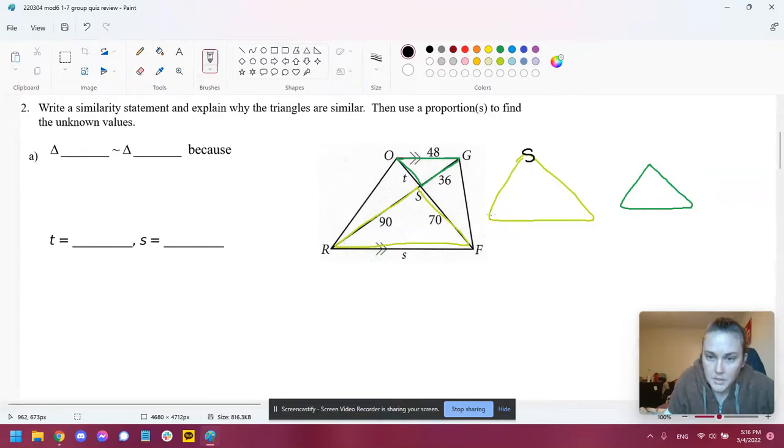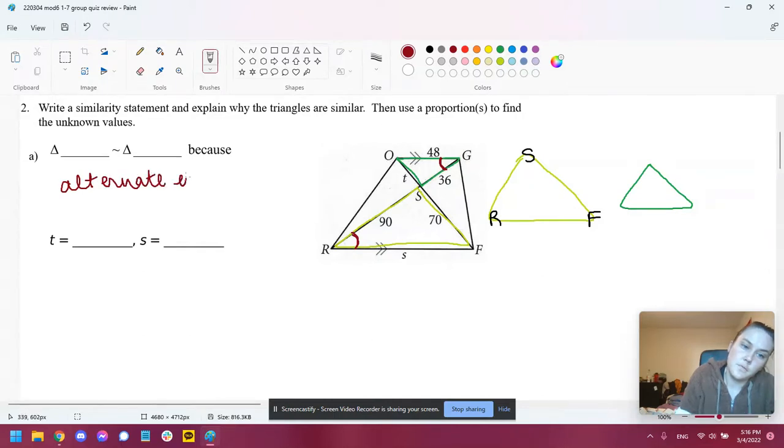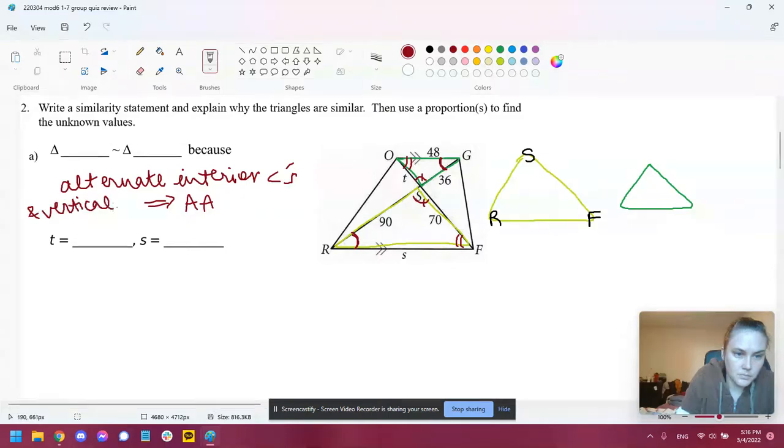For the light green one, I've got S, R, and F. For the dark green one, I want to know what angle is equal to this angle R. Turns out that it's the angle G because of alternate interior angles. So alternate interior angles give us that O and F are equal, as well as G and R. And then we can say the triangles are similar by AA. We could have also said vertical angles give us these ones.